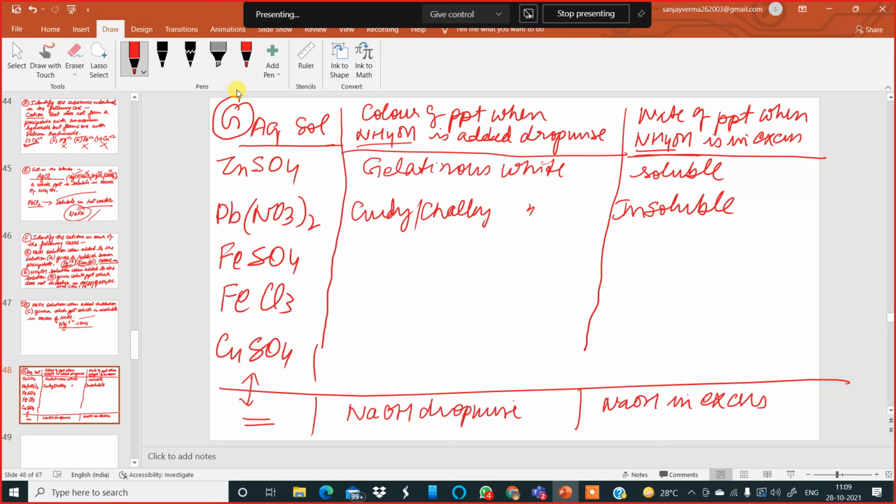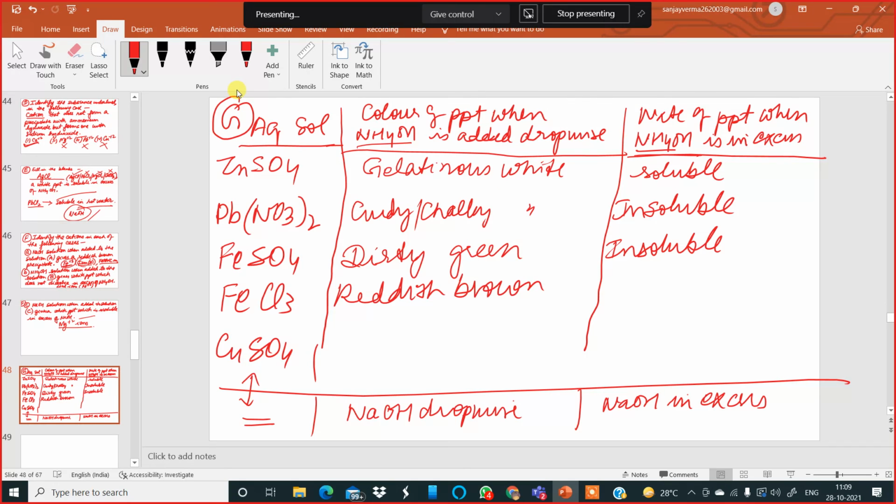Then the third one is ferrous sulfate. With ferrous sulfate, it will give you dirty green. And that dirty green is insoluble again. Ferric chloride is reddish brown, and this reddish brown precipitate is insoluble.